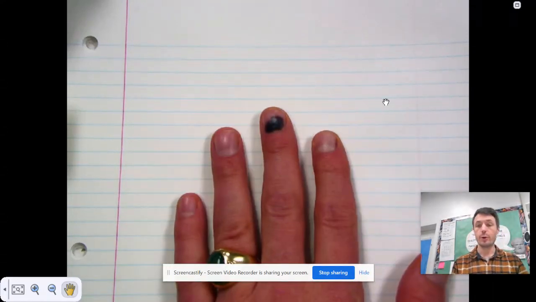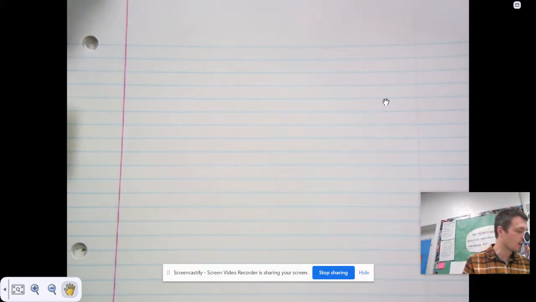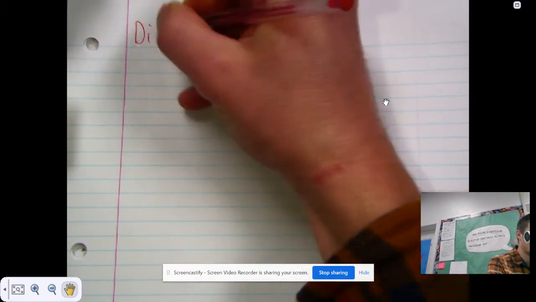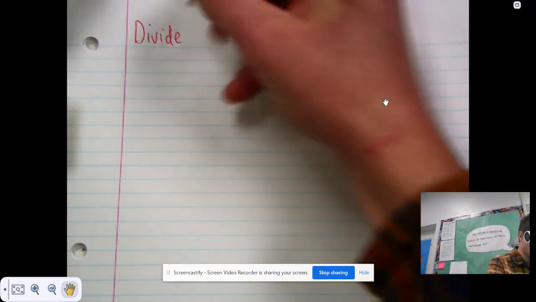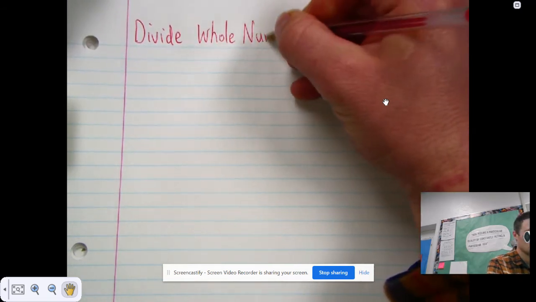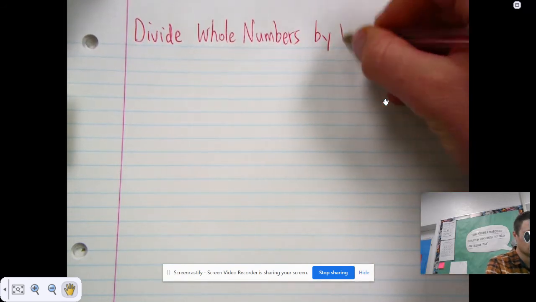Please take out your math notebook, open to the next available page, and write the title of today's lesson at the top of that page. The title of today's lesson is Divide Whole Numbers by Unit Fractions.